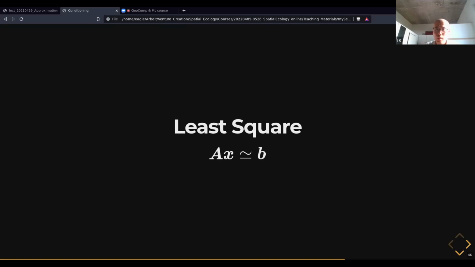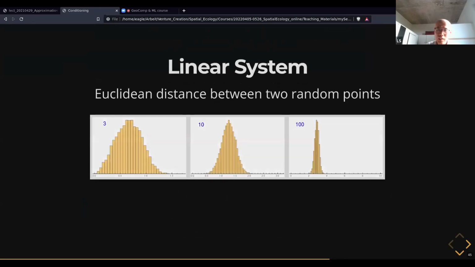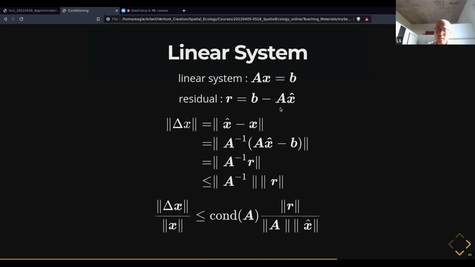Now we go to least squares, a more general system. The difference between least squares and the linear system is, I hope, self-evident. The linear system is exact.